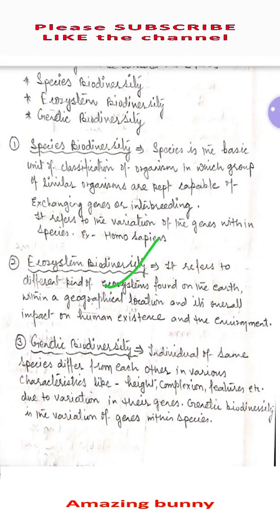Third type of biodiversity is genetic biodiversity. You know that genes are the smallest unit of storing information and they are inherited from one generation to the other generation. Now if we talk about Homo sapiens, individuals of this species differ from each other in various characteristics like height, complexion, features, due to the variation in their genetic constitution. So genetic biodiversity is the variation of genes within the species.